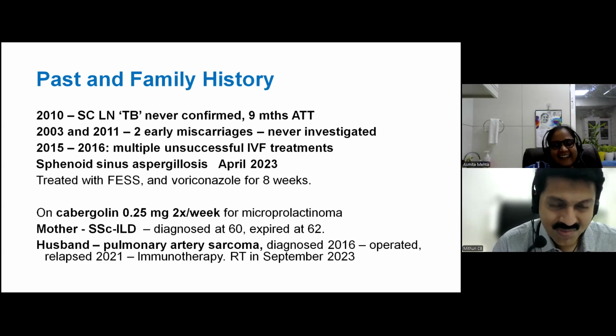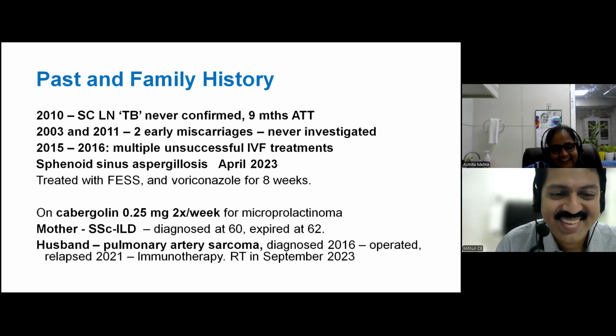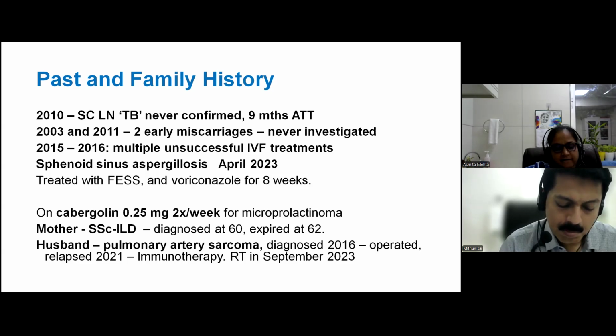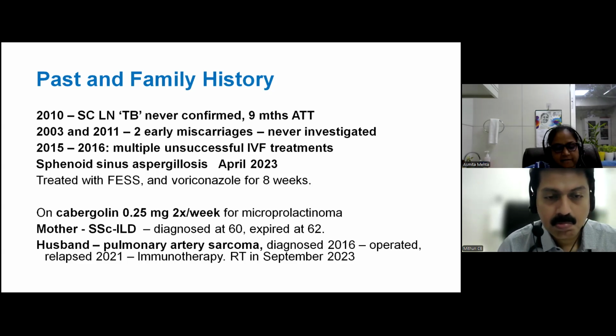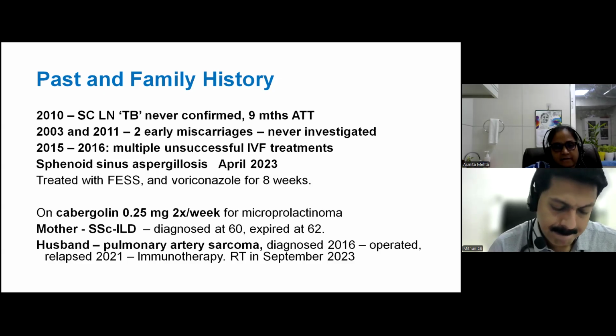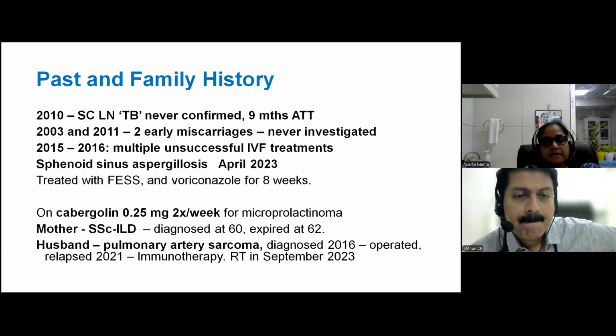She's on cabergoline 0.0 milligram twice a week for the microprolactinoma. Her mother was diagnosed at 60 and expired at 62. And her husband, of course, is having a very difficult sarcoma. He's a surgeon, diagnosed in 2016, operated, relapsed, and beyond. So that's just to give you a background on that.